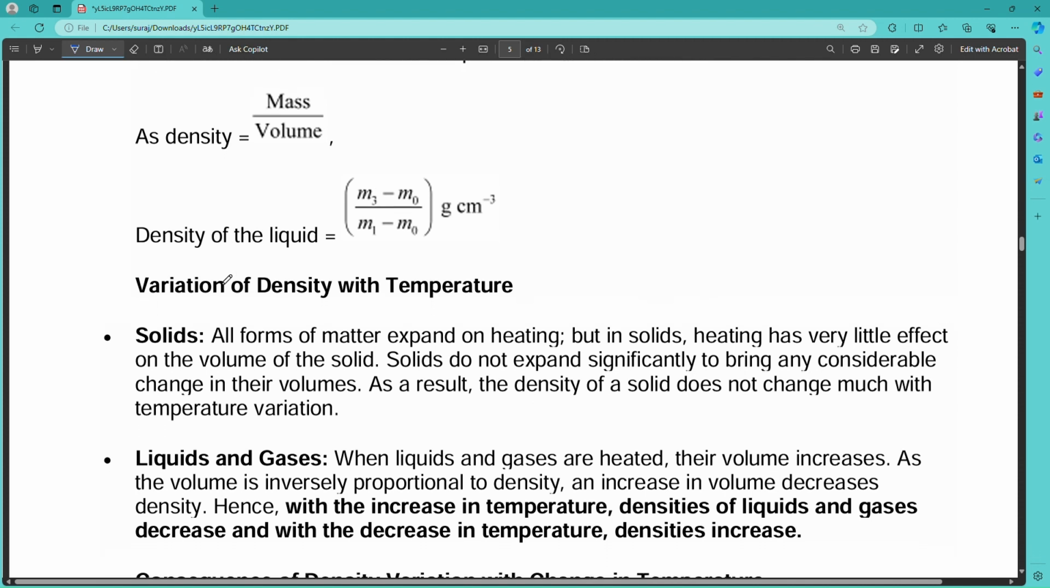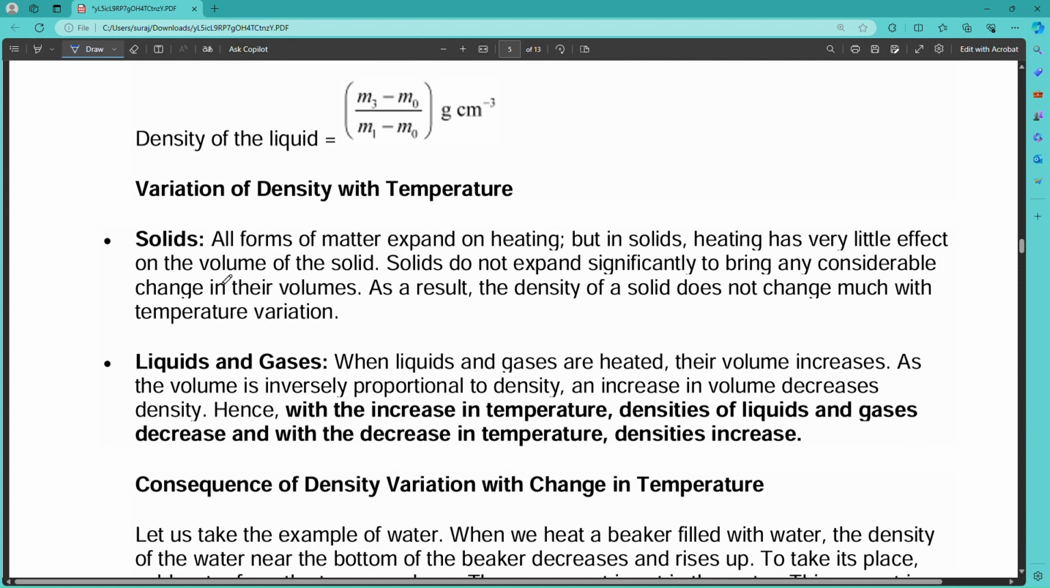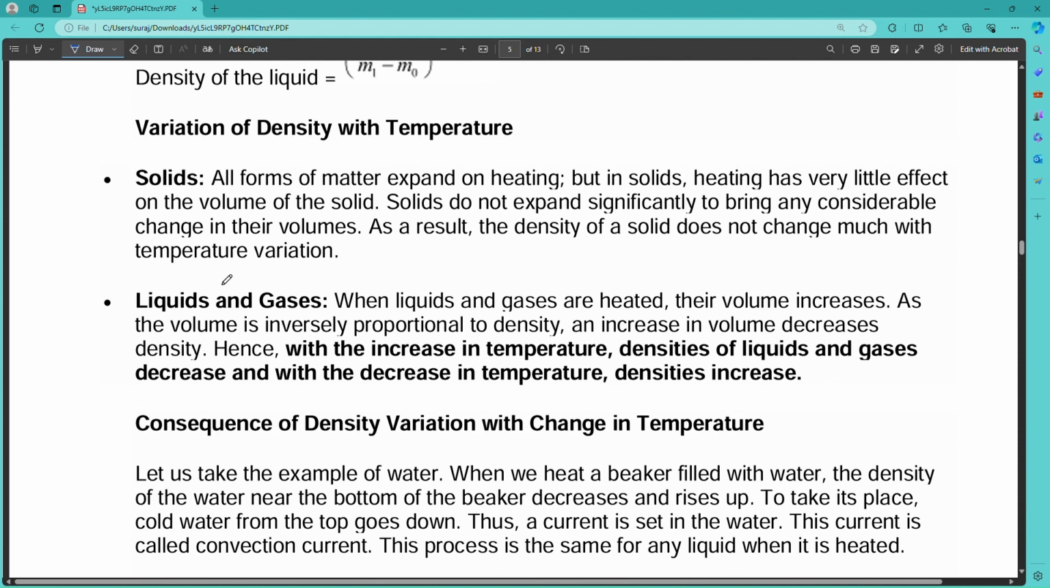And then the variation of density with temperature. Temperature is an important factor when calculating density, because the density varies with temperature. In the case of solids, the molecules are tightly packed, there is no space, so whenever we raise the temperature the molecules do not move so rapidly, and the volume will not change accordingly. That's why temperature variation does not affect the density of solids.